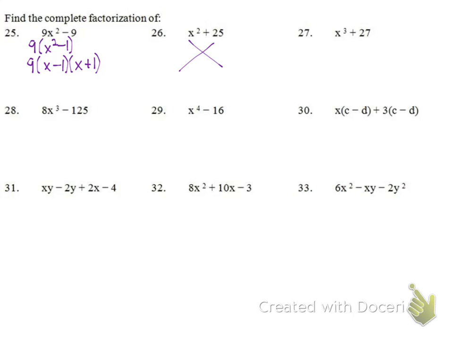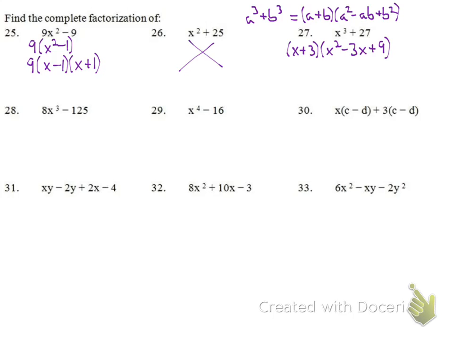27 is a sum of two cubes, and this is one where we have the rule where our term a cubed plus b cubed results in those two factors. So a is x, b is 3, because 3 cubed is 27. So my answer is going to be x plus 3, x squared minus 3x plus 9. And that's pretty much a rule you just got to memorize.